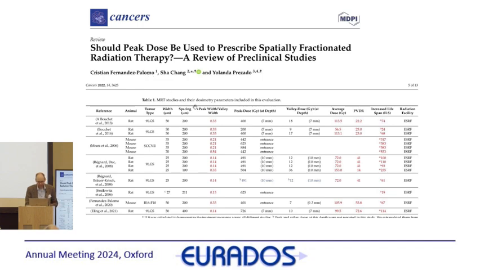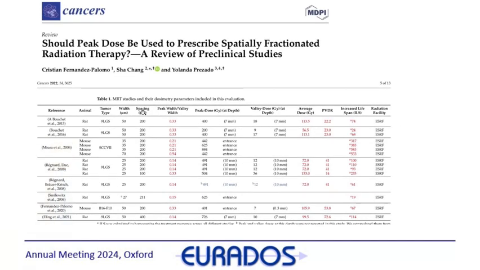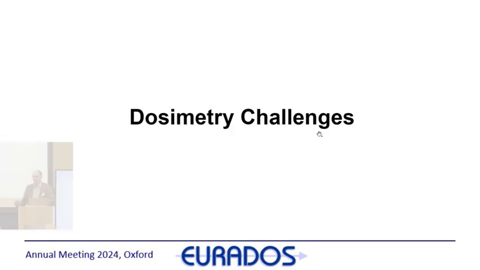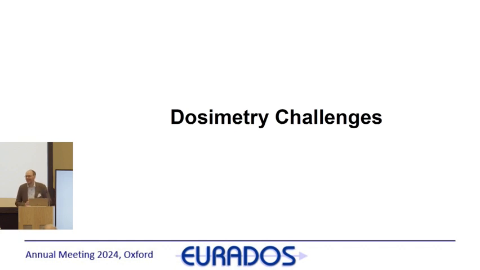So, this is just an example of how it's being reported. It's taken from a paper, and then you can see they report, like it's a retrospective study, the width of the collimator, peak dose, and PVDR is also here, and so on. And that brings me to the actual point of my talk. What are the dosimetric challenges?